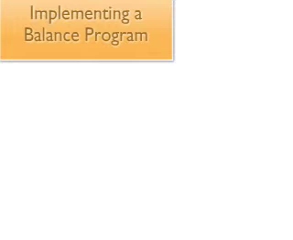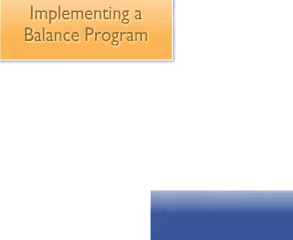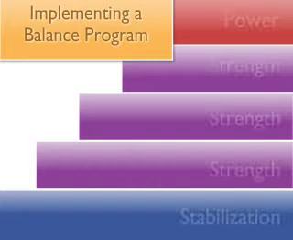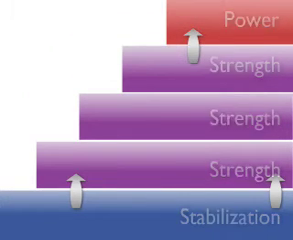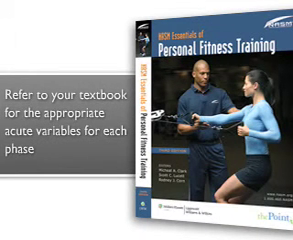Implementing a balance program. Implementing a balance training program requires that health and fitness professionals follow the progression of the OPT model. For example, if a client is in the stabilization level of training, Phase 1, select balance stabilization exercises. For a client who has progressed to the strength level of training, Phases 2, 3, or 4, the health and fitness professional should select balance strength exercises. For the client who has progressed to the power level of training, Phase 5, select balance power exercises. You can refer to the table in your textbook for the appropriate acute variables for each phase of training.